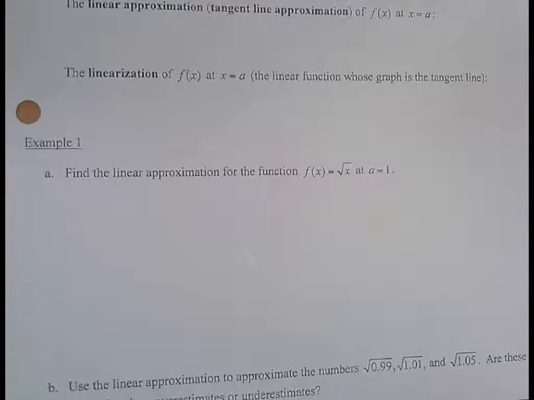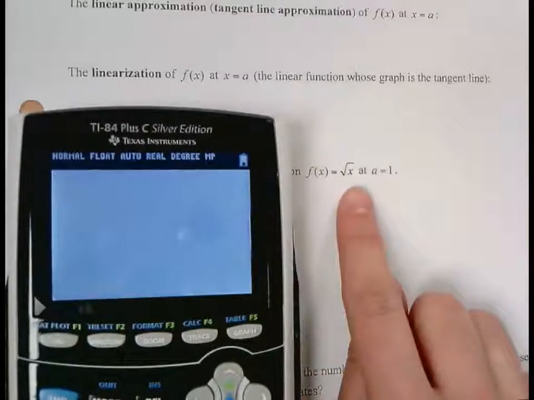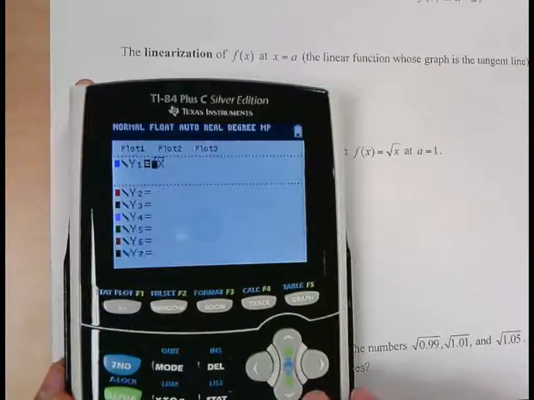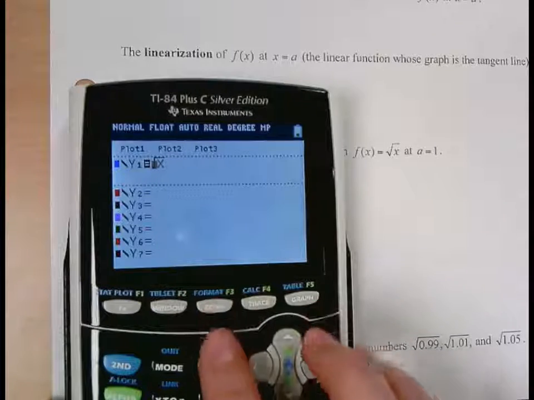If you want to follow along on your graphing calculator, you can. I am going to graph the square root of x, which I already have typed in.